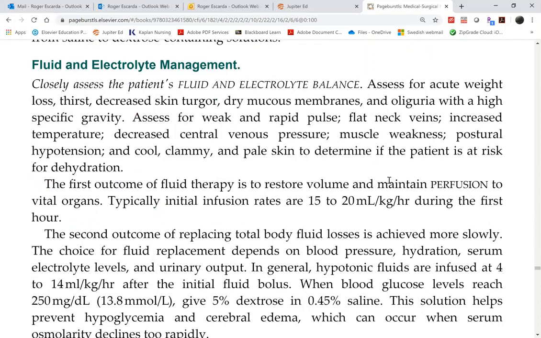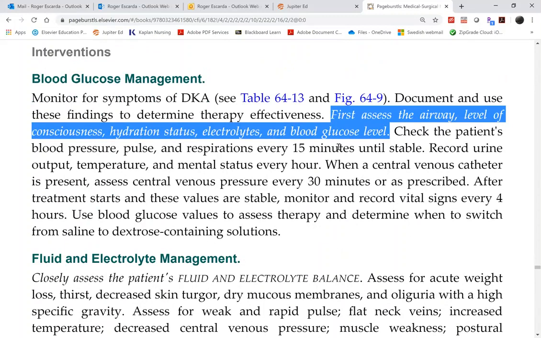Circulation. Can you repeat that, please? Right here. So that's again airway. So that means you give oxygen. Hydration. That means you give fluids and replace electrolytes and give insulin to manage the glucose level.